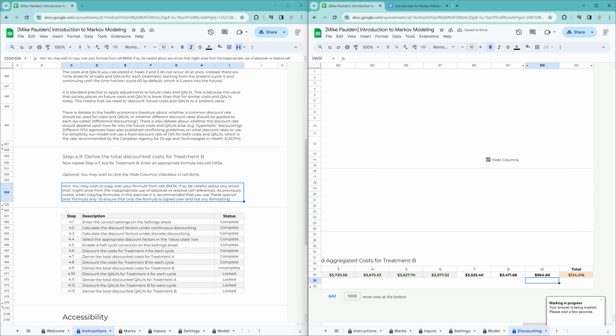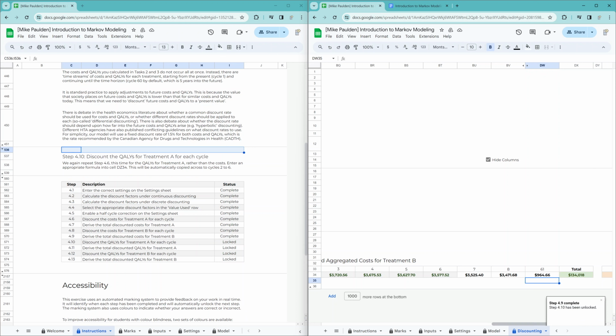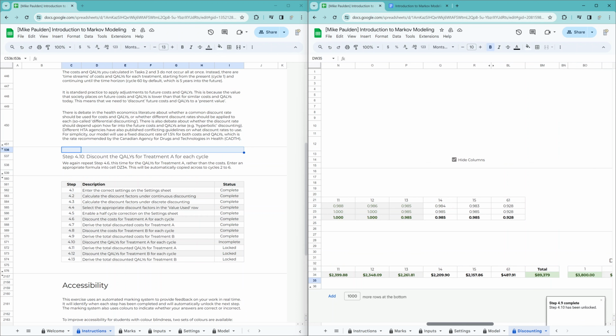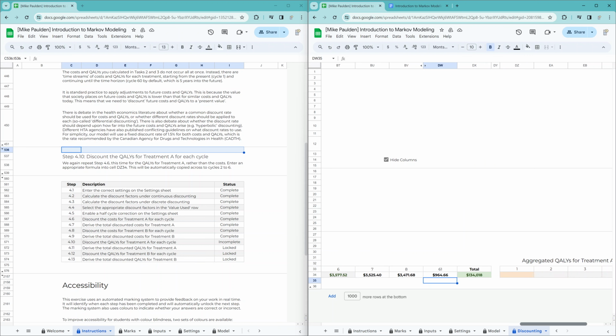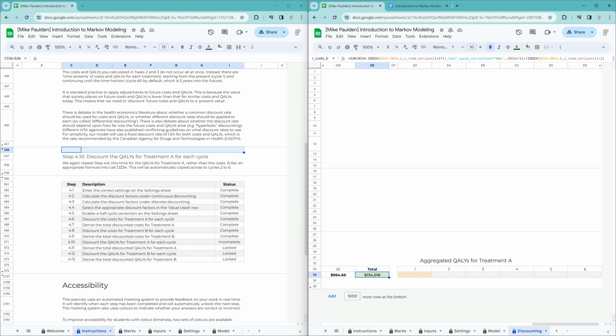So 134,000, so much higher. I believe it was 89,000 for treatment A, 134,000 for treatment B. Yeah, 89,000 for treatment A. Much more expensive to go with treatment B. So now we've got the aggregated qualities for treatment A. On this discounting sheet, there's really 4 big tables here: the costs for A, the costs for B, the qualities for A, the qualities for B, and now we're on to the 3rd of them.